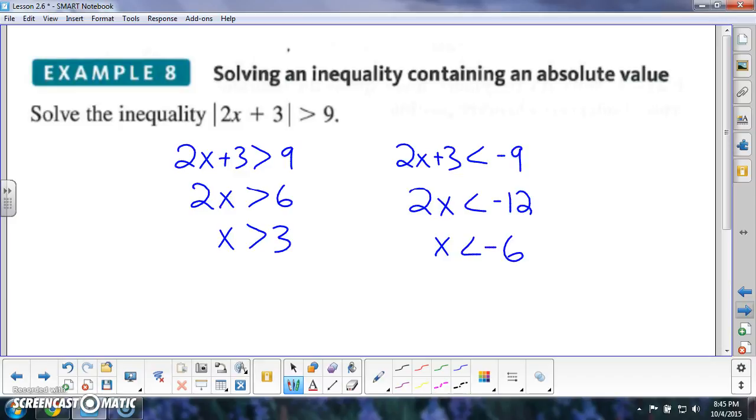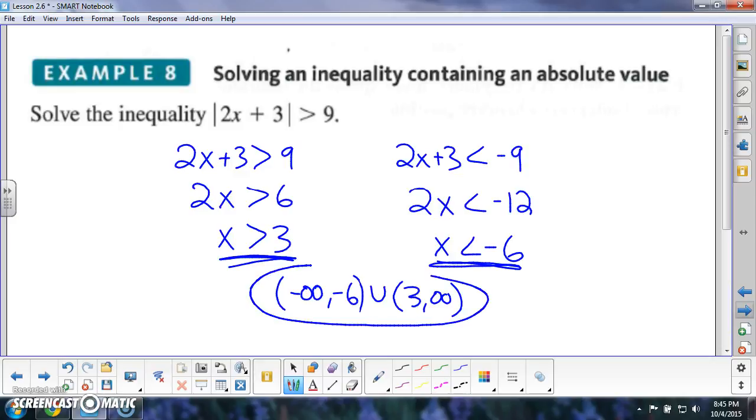And so for the unbounded answer, think about x values less than negative 6. I'm going to write that like this, negative infinity to negative 6. Then I'll use a union symbol, and I'll write another set for x values greater than 3, and I'll say 3 to infinity. So this one has two regions that make up all the solutions. This is unbounded. It's anything less than negative 6 and anything greater than positive 3.